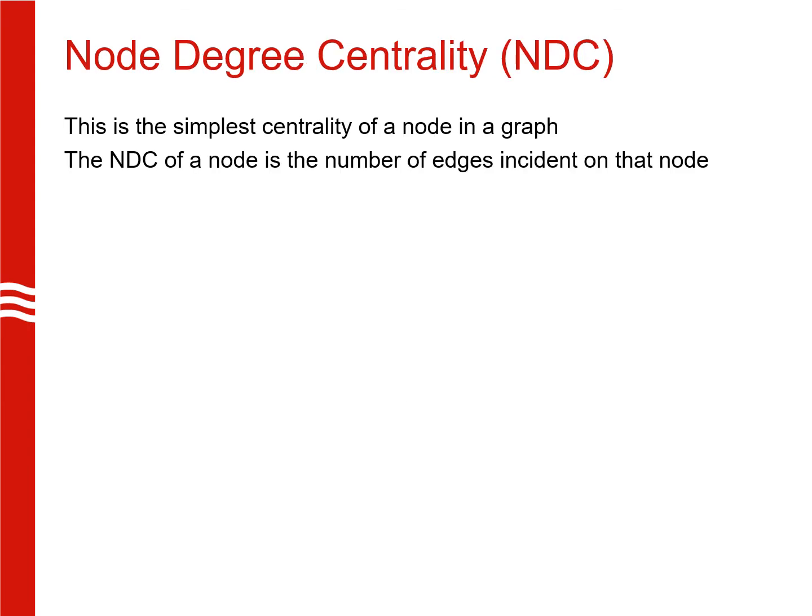Let's start from the topological measures. The first one is node degree centrality. This is the simplest centrality that determines how strongly a node is connected to the rest of the graph.